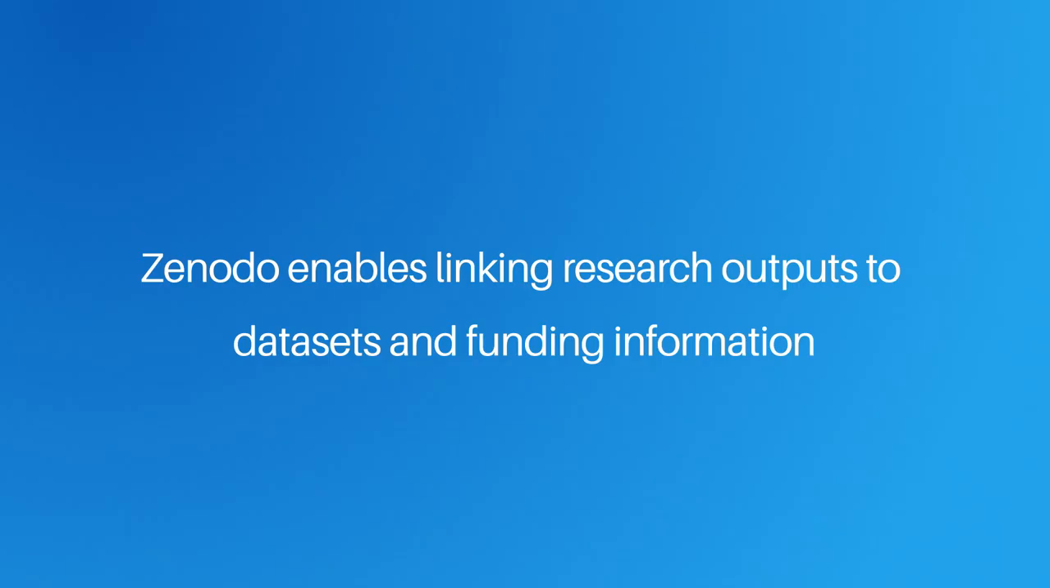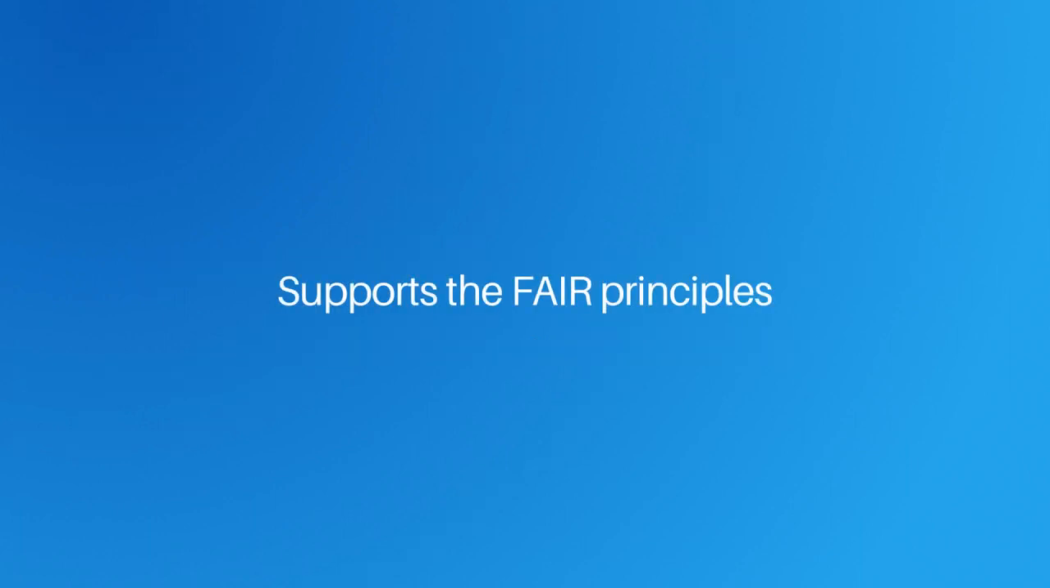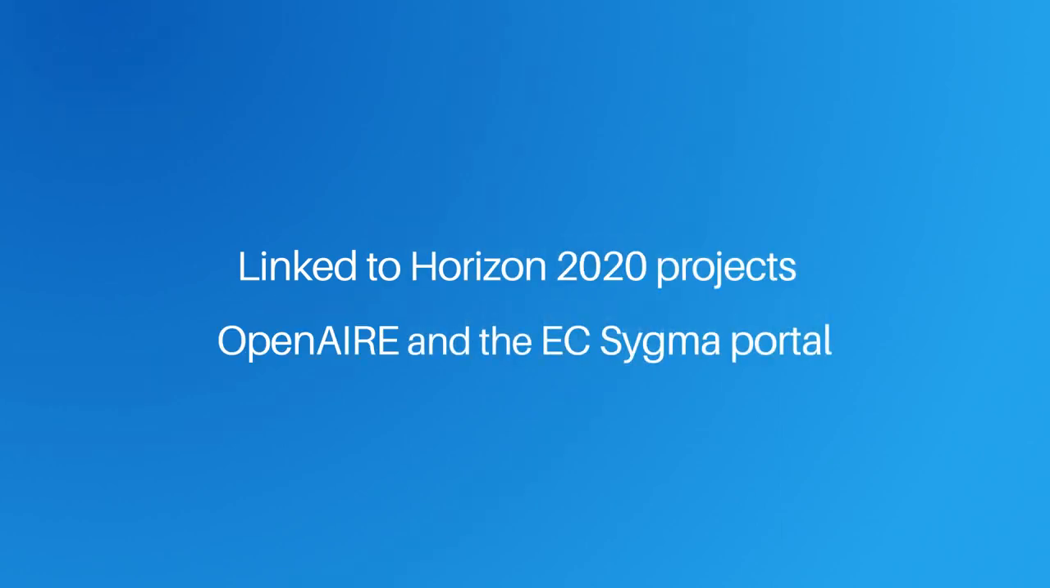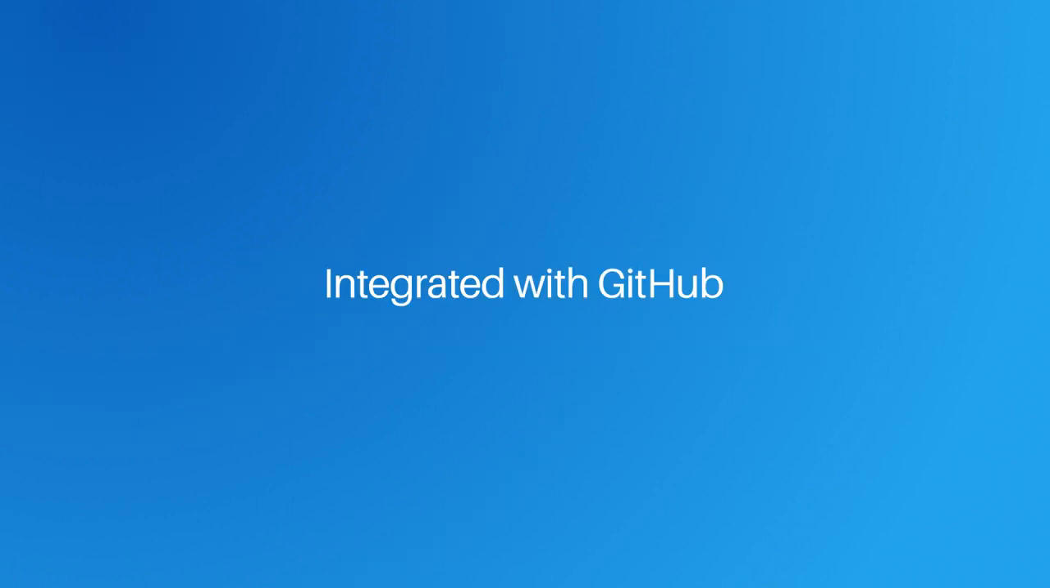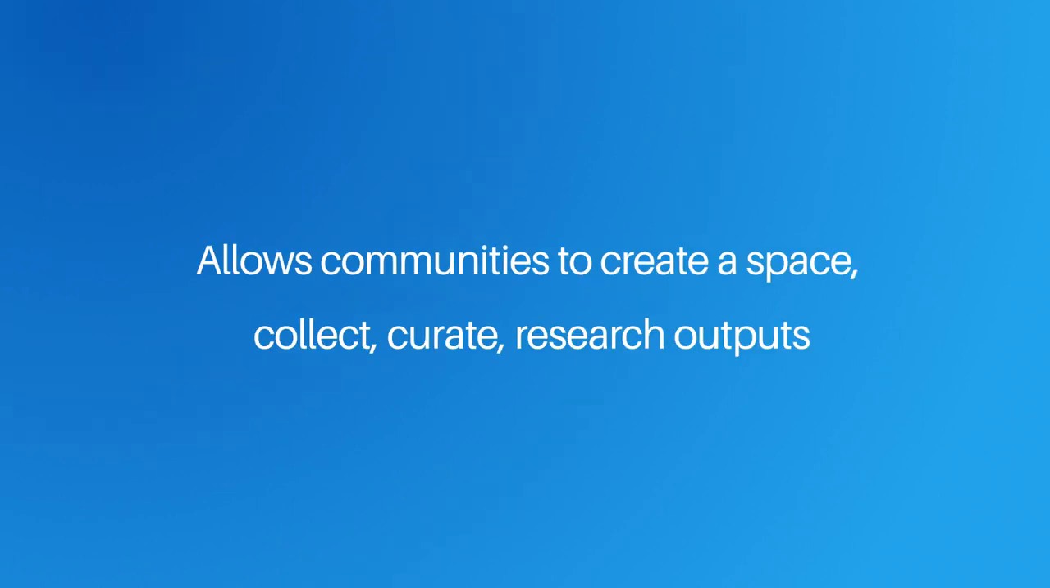Zenodo enables linking research outputs to datasets and funding information, supports versioning and FAIR principles, is linked to Horizon 2020 projects, and all results are linked to OpenAIRE and the EC Sigma portal, is integrated with GitHub, allows communities to create a space to collect and curate their research outputs.